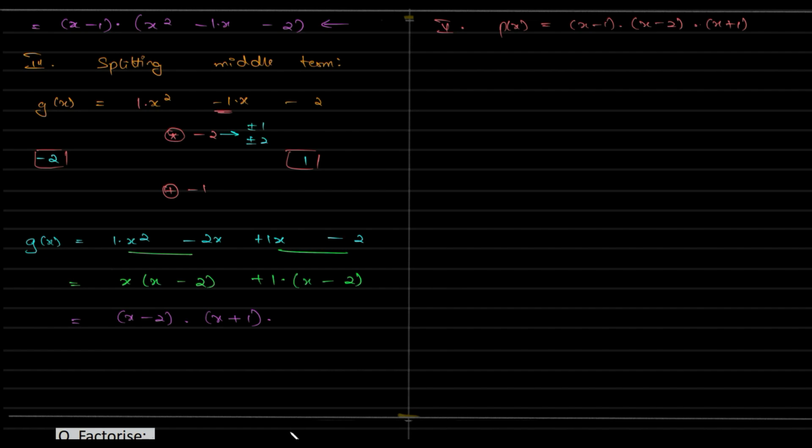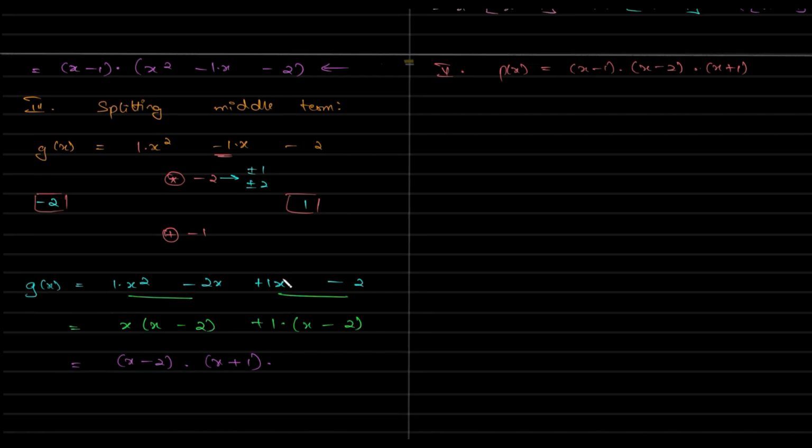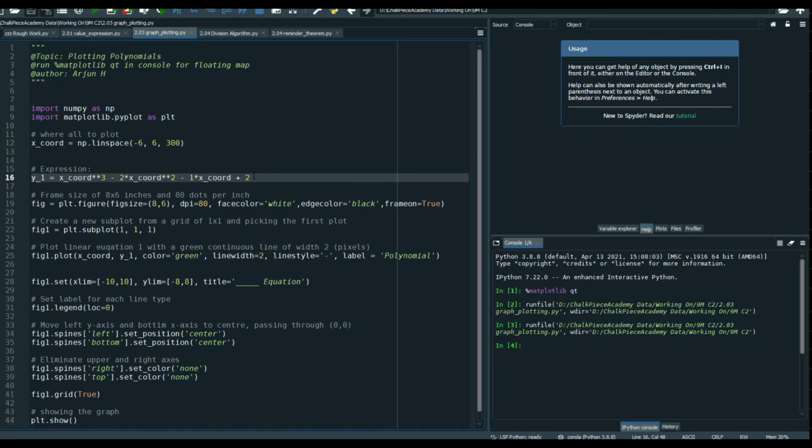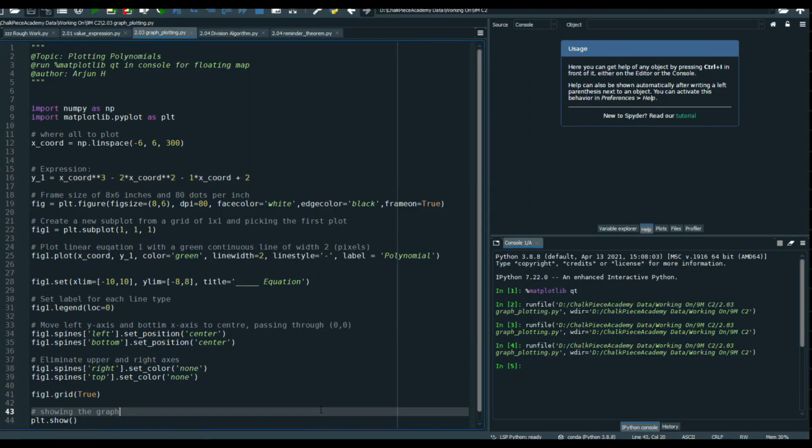So to end with, let's have this particular cubic expression on a graph. So I have already typed in your expression x cube minus 2x square minus 1x plus 2. That's your question, right? You can have a look at your book. It's the same expression. So let me execute this and we have a graph.